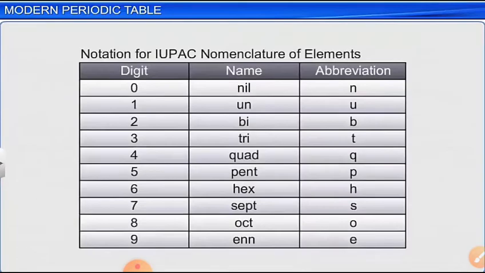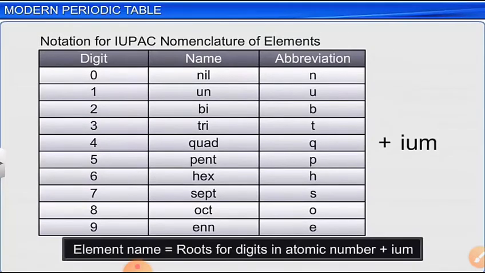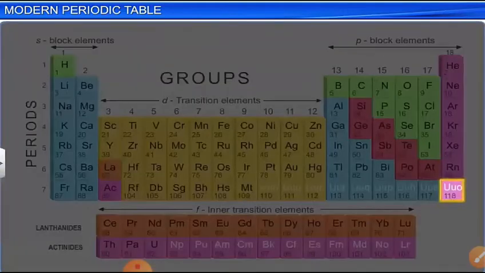That is called the IUPAC nomenclature, in which we need to know the notations. For each digit we have a name and abbreviation. Like the digits 0 to 9 are named nil, un, bi, tri, quad, pent, hex, sept, oct and enn. After the digit names, you have to add the suffix ium. That would be the name of the element, and the symbol would be the first letters of the digit names, that is the symbol of the element.